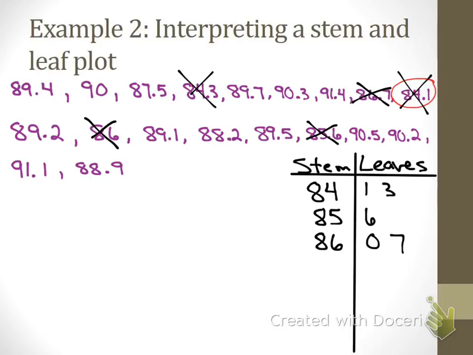Say them with me. 87, what are my leaves? 5. What about 88? 2 and 9. What about 89?